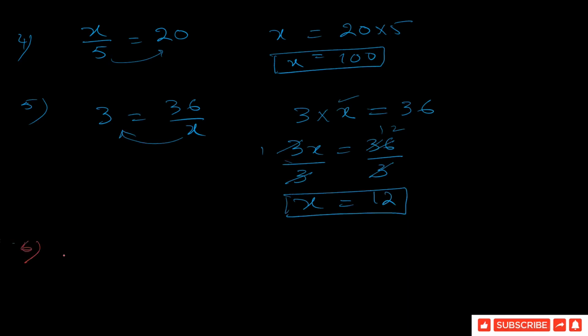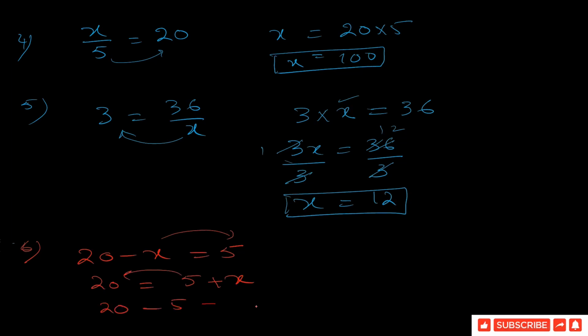Question 6: 20 minus x is equal to 5. Now this is a bit different from the previous questions. This is 20 minus x. First we need to make this x positive. So we take this x to the other side and it becomes 20 is equal to 5 plus x. Because x was negative, it went to the other side and became positive. And then we take 5 to the other side. Now it becomes 20 minus 5 is equal to x.